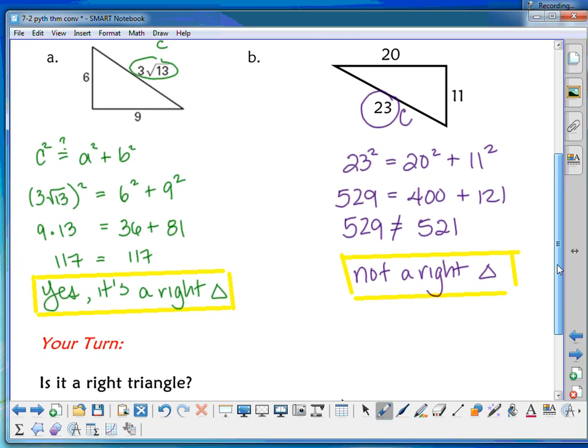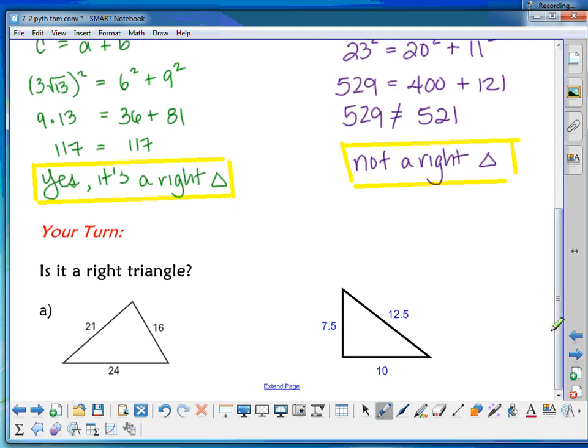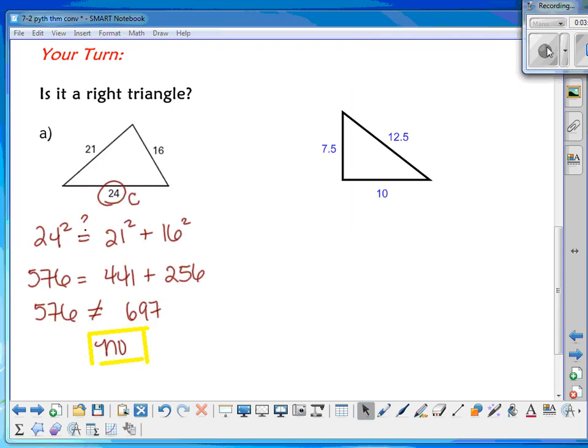All right, so down below here, I have 2 for you to try on your own. Go ahead and pause the video and see if you can find the answers on your own. Okay, so for letter A, when you set it up, you should have had 24 be your C, and when you figure it out, 24 squared does not equal 21 squared plus 16 squared, therefore it is not a right triangle.